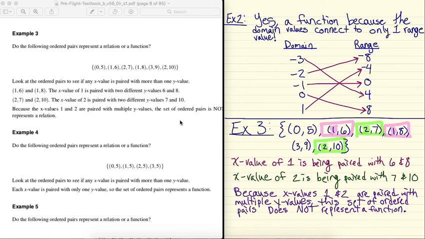So when there's that repeat of an x value going to a different number, it's not a function.